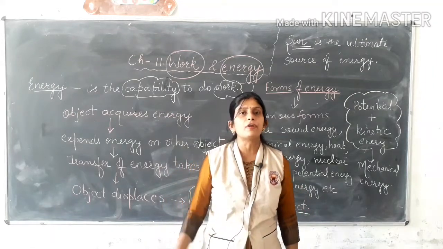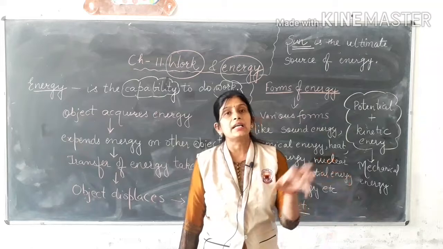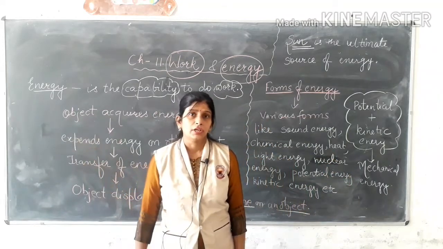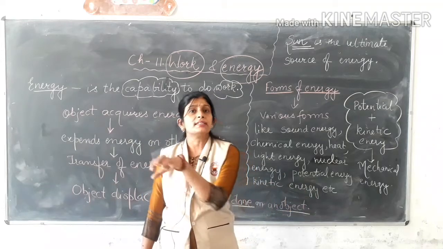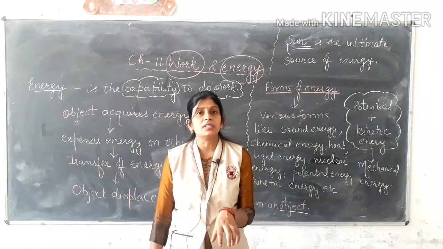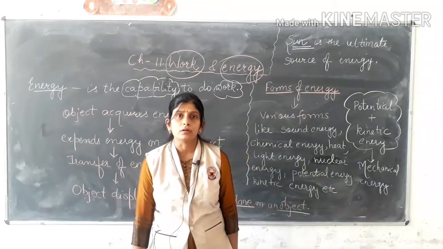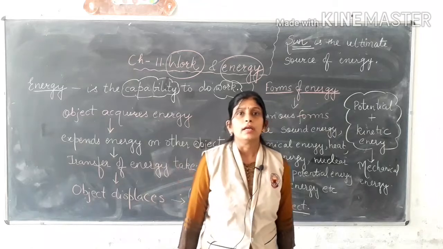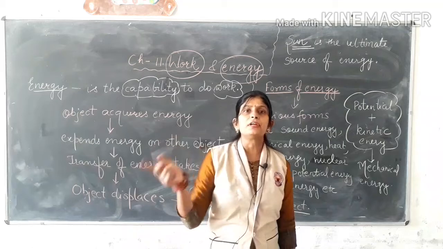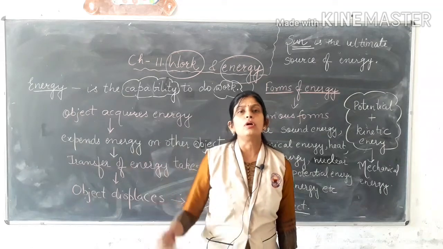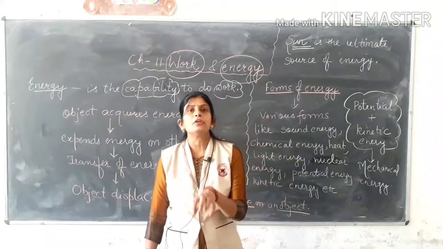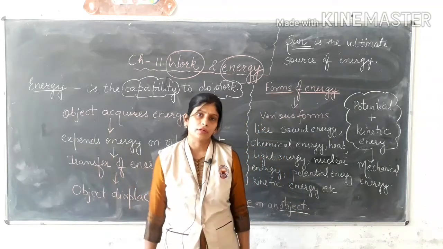So it is clear from the definition that it is the energy which makes an object able or capable to do work. If an object has energy, then it is able to do a particular work. If it doesn't have energy, then it is not able to do any work. So for doing work, it has to acquire or obtain energy. After that, it can do a particular work. So energy is the capability or capacity to do work.